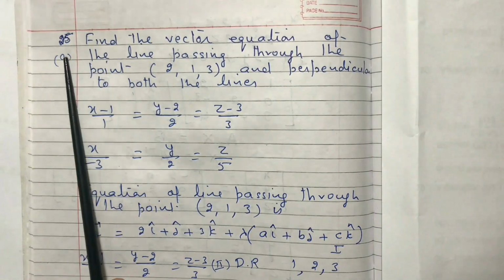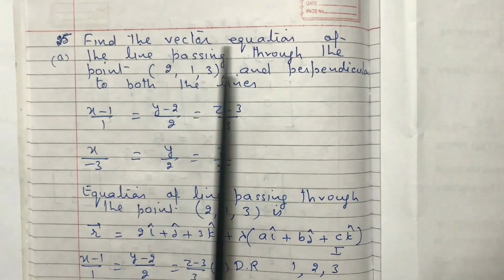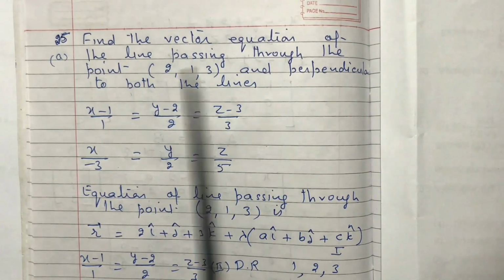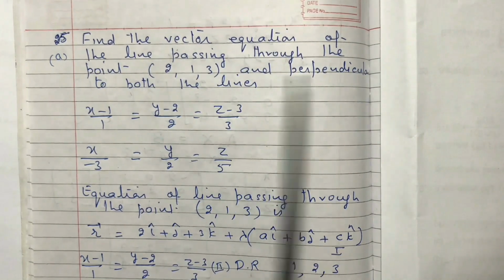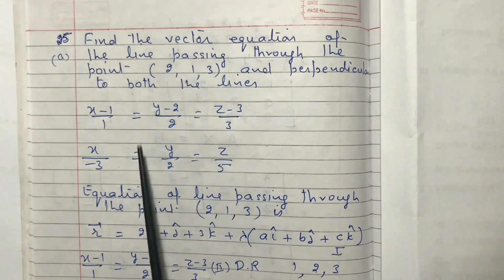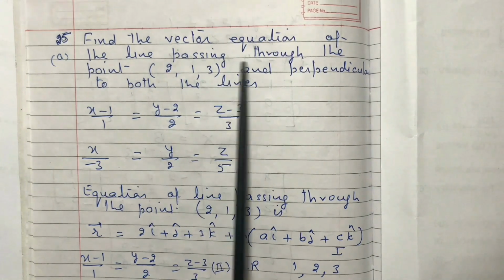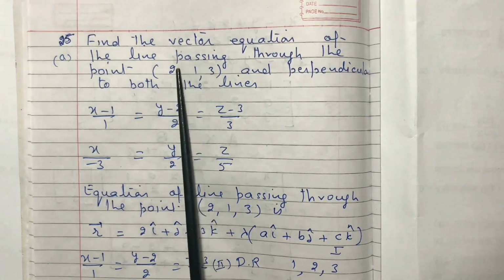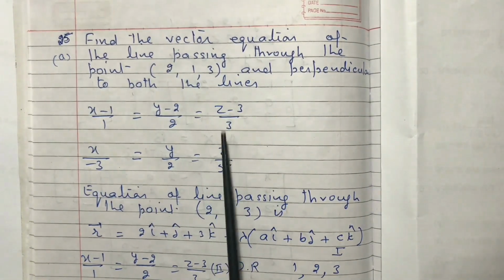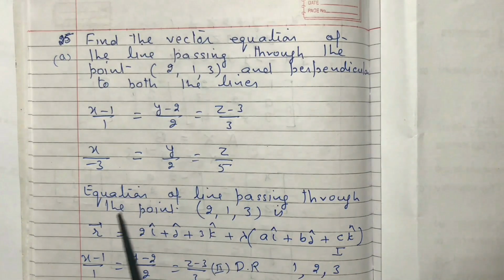Now this is question number 25. Find the vector equation of the line passing through the point (2, 1, 3) and perpendicular to both the lines. These two lines are given. So you are to find the vector equation of the line which passes through this point and which is perpendicular to these two lines. How will you do it?